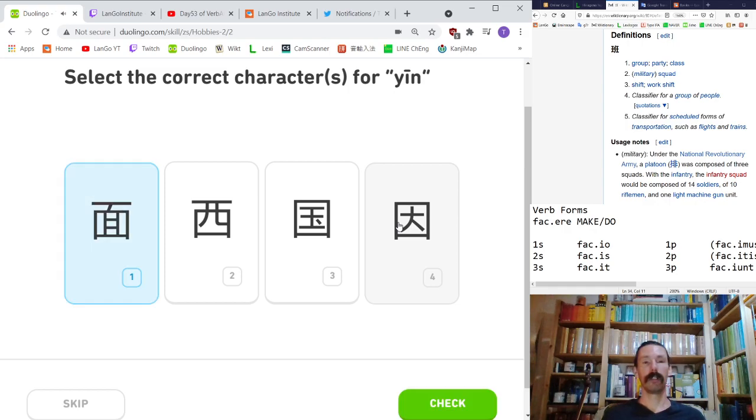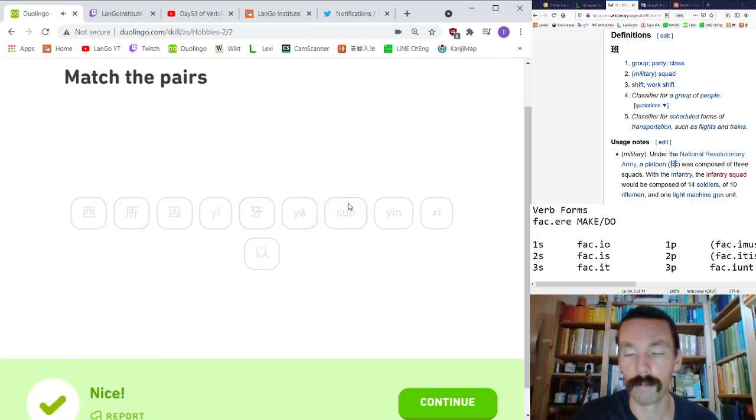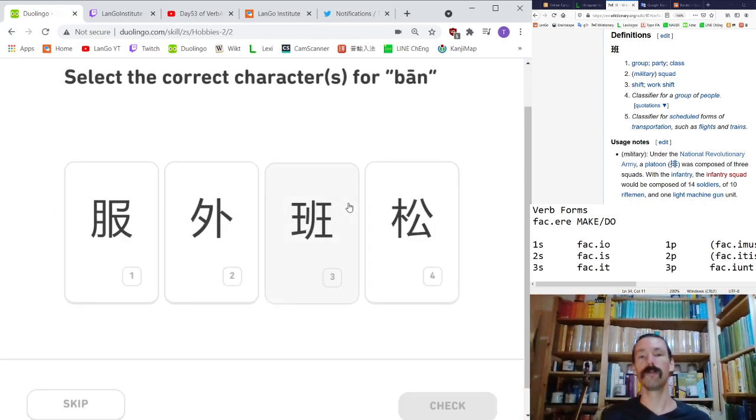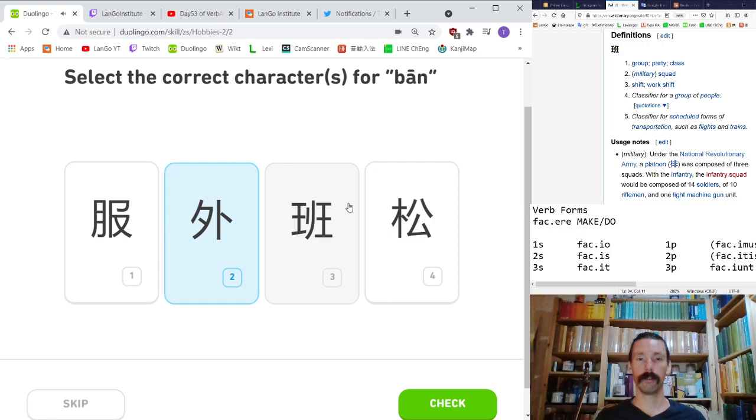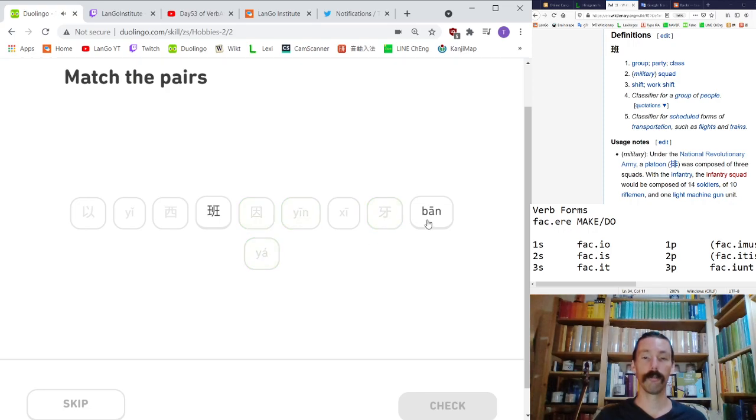All right, from the left. 面. See the west. 国, kingdom. Reason in. Yi, by means of. The tooth. Ya, or place where. From the left. Fu, submit. Why? Outside. Ban, squad. Song, pine, or also relax. Forehead smack. Yi, by means of. Xi, the west. Reason in. Tooth. Ya. Squad. Ban.